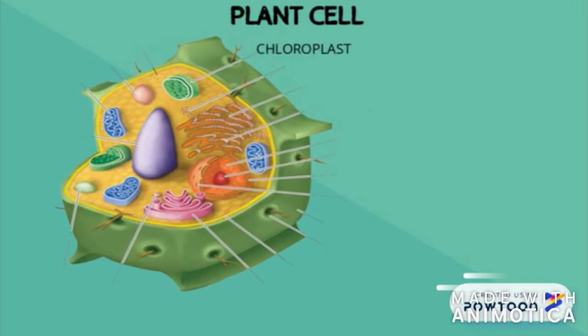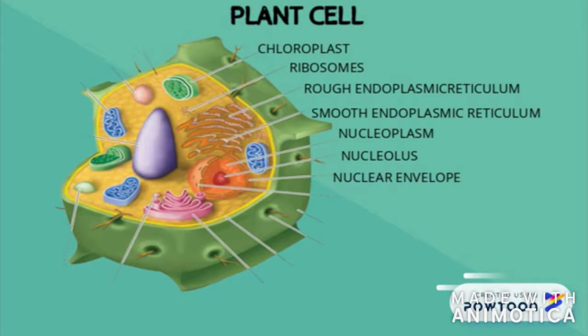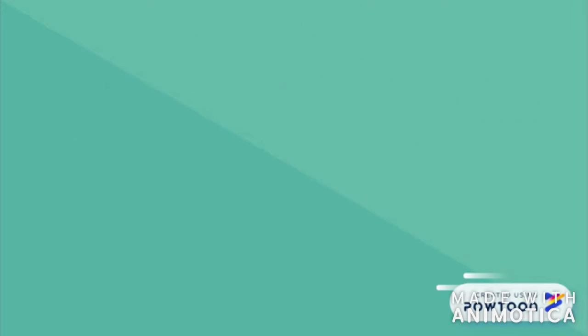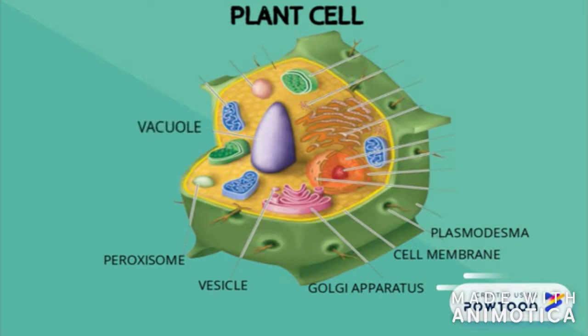In the plant cell, we have chloroplast, ribosome, rough endoplasmic reticulum, smooth endoplasmic reticulum, nucleoplasm, nucleolus, nuclear envelope, nuclear pore, cell wall, plasmodesmata, cell membrane, Golgi apparatus, vesicle, peroxisome, vacuole, mitochondrion, lysosome, and cytoplasm.